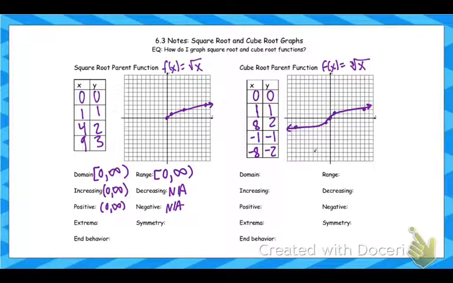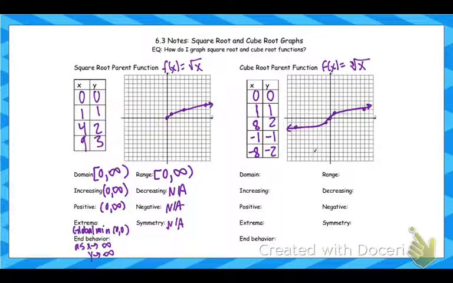The only extrema is a global or absolute minimum, and if this graph were reflected, it would be a maximum. Does not have any symmetry. And our end behavior here is a little bit different. So as x approaches infinity, then we do know that y is approaching infinity. Now slowly, but it is approaching that way. Now, the only thing though is x doesn't actually approach negative infinity. So we're not going to put that on our graph.